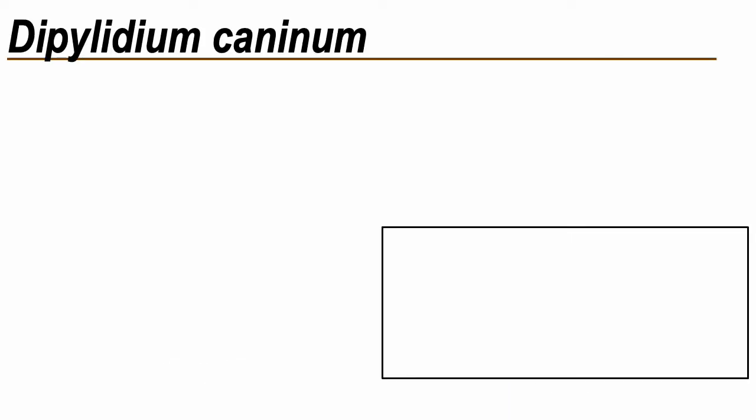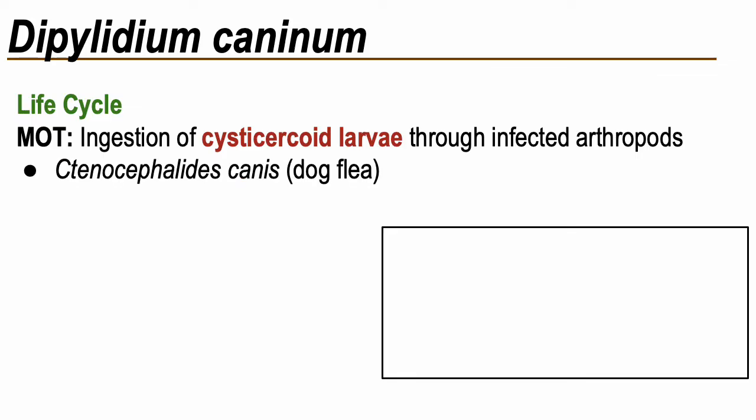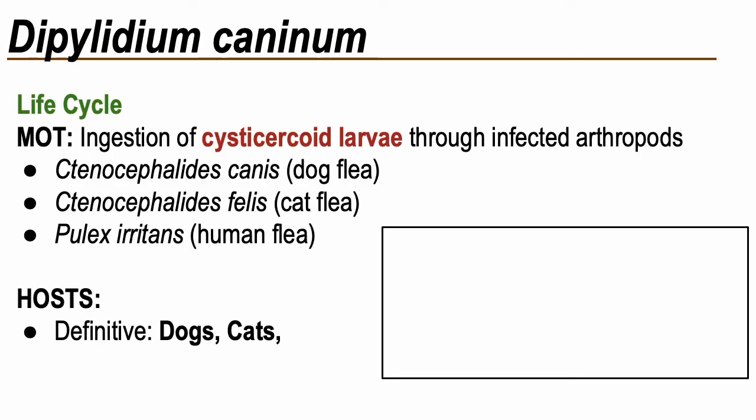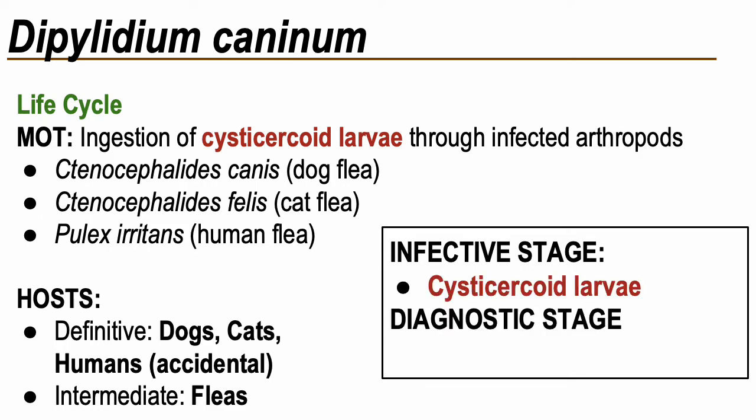So now let's talk about the life cycle of Dipylidium caninum. The life cycle is acquired via the ingestion of the cysticercoid larva through infected arthropods. So here are all the arthropods involved in the life cycle of this parasite. These arthropods also act as the intermediate host for this parasite. The infective stage of this parasite is the cysticercoid larva, and the diagnostic stage can be eggs and proglottids as well.